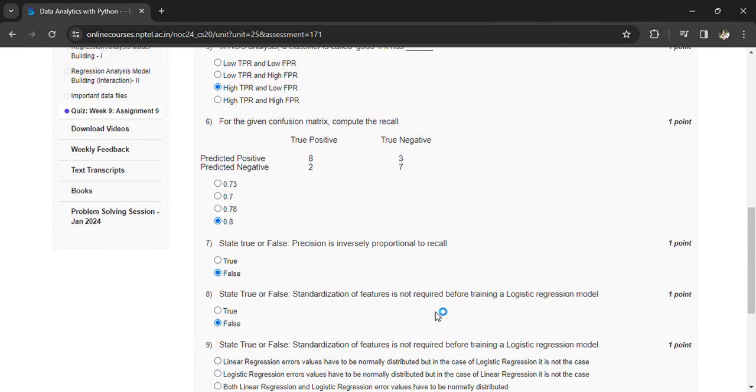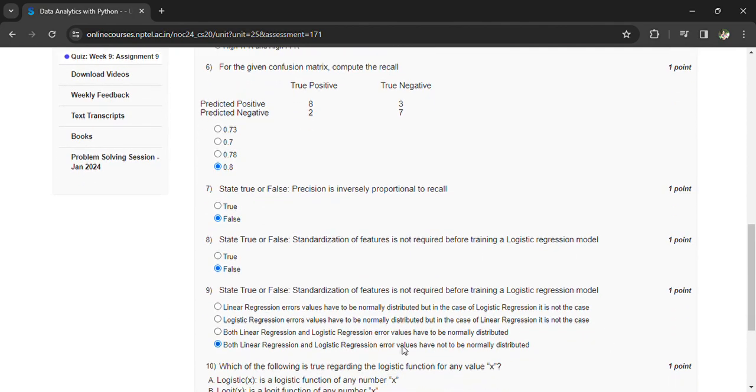State true or false: standardization of features is not required before training a logistic regression model. False. State true or false: the statement is that both the linear regression and logistic regression error values are not normally distributed.